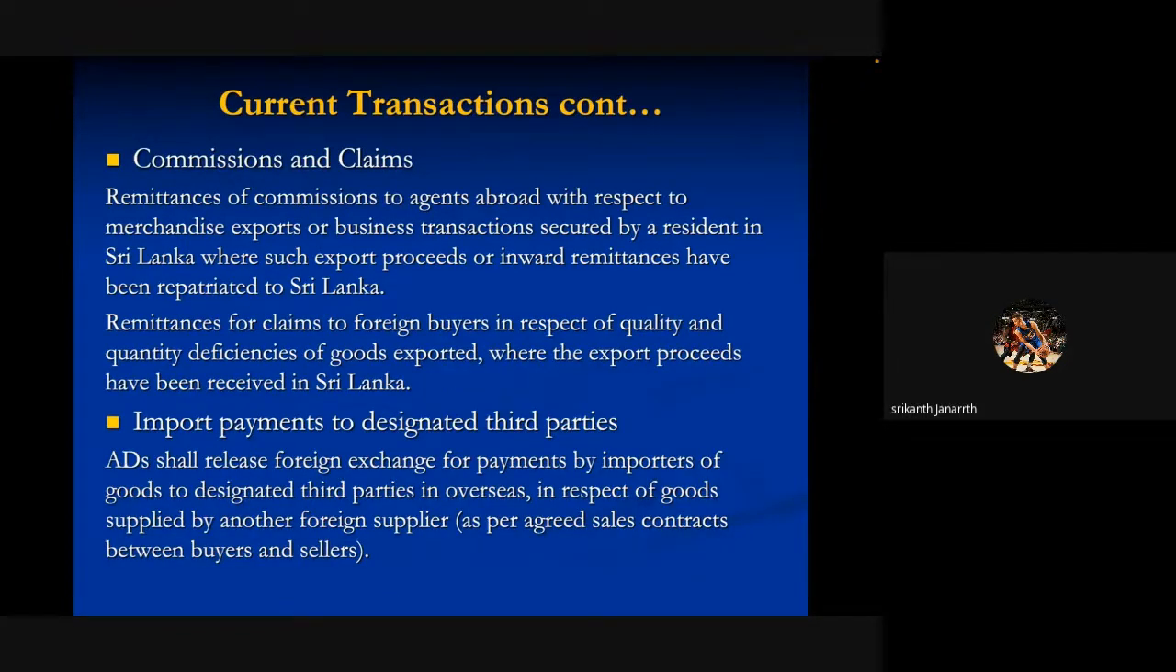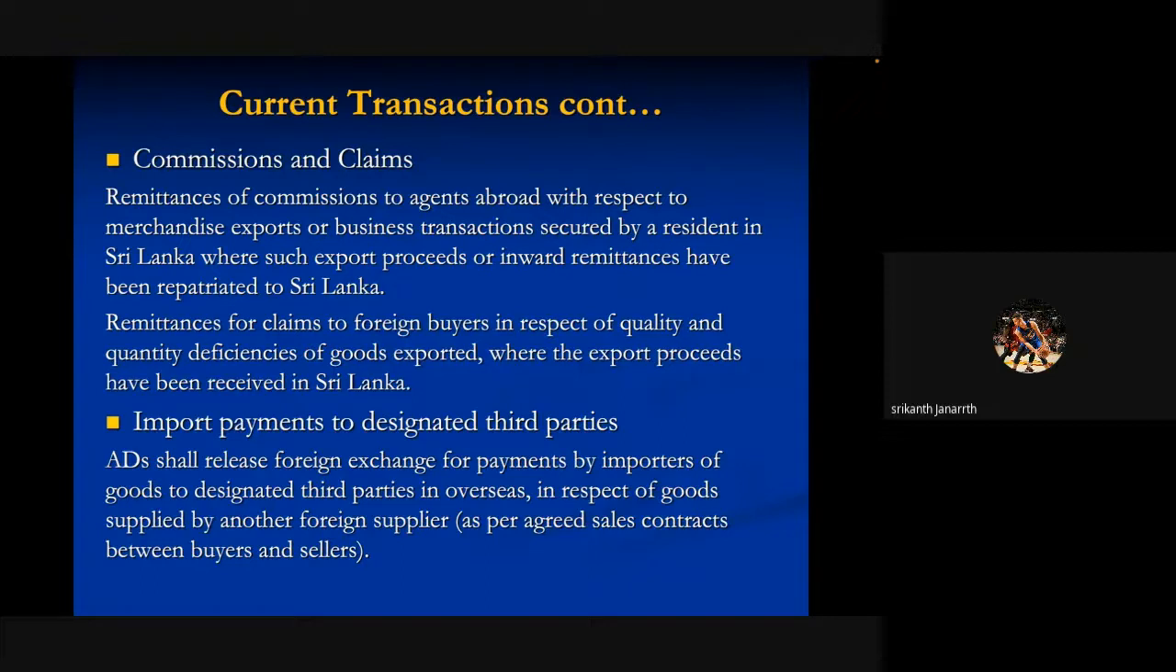Then there are other types of current transactions which are also permitted, which as per the direction should also be allowed transactions. So let us look at some of the current transactions, like commission and claims. Let's say, what do you mean by commission and claim?